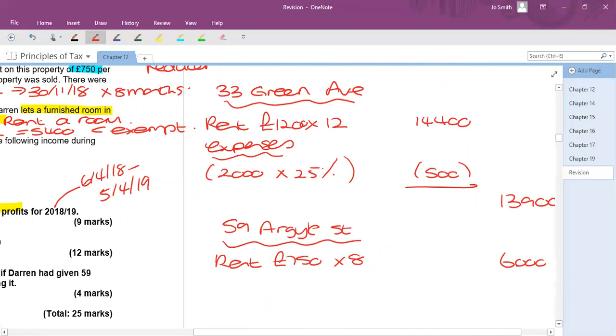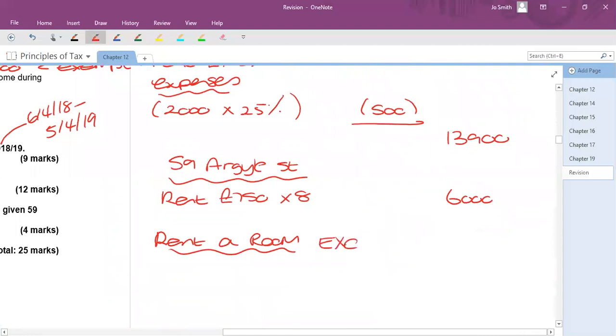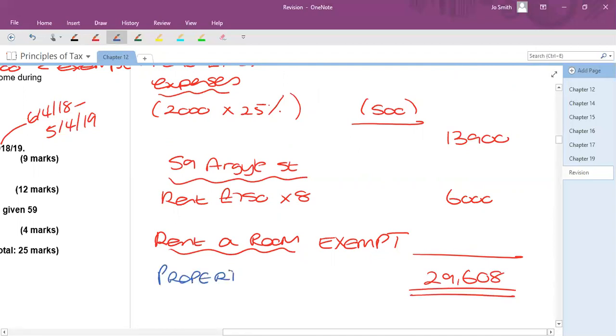Now don't forget that in your exam, if anything is exempt, you must say it. So I'm going to just write down here, rent-a-room, and I'm just going to write next to it the word exempt. You don't need to explain why it's exempt, but you just need to say that you've looked at it and you've recognised it. So you could either put a 0 there or just write the word exempt, it doesn't matter. So add that all together then, and you should find that your total property income, which is what you want to answer your question, is 29,608.